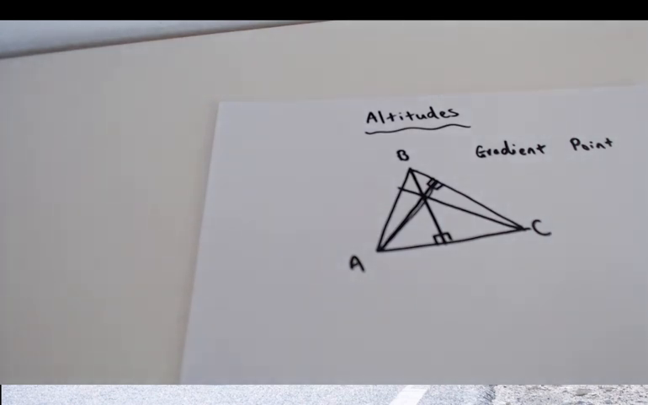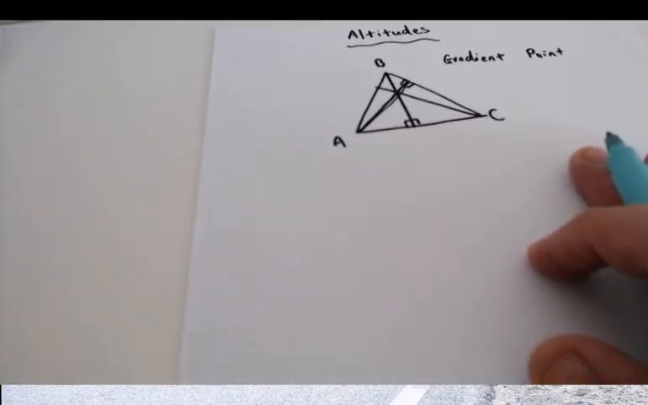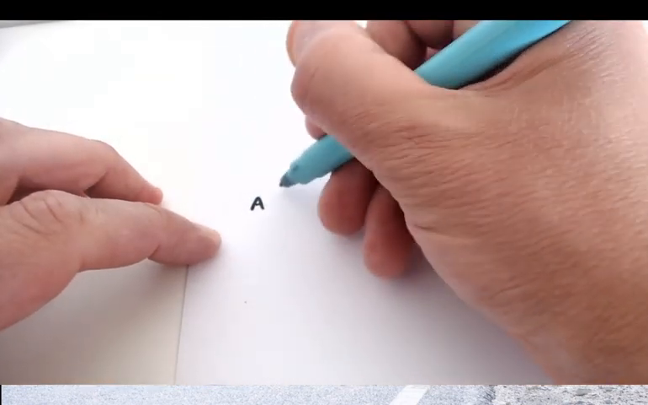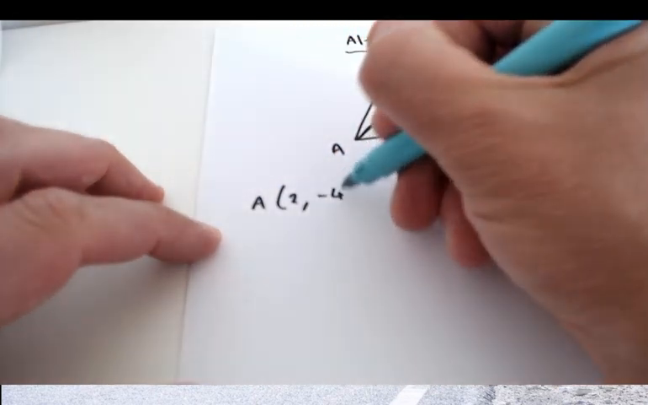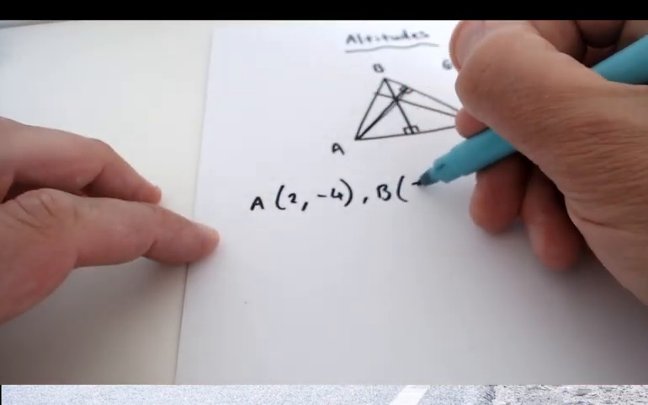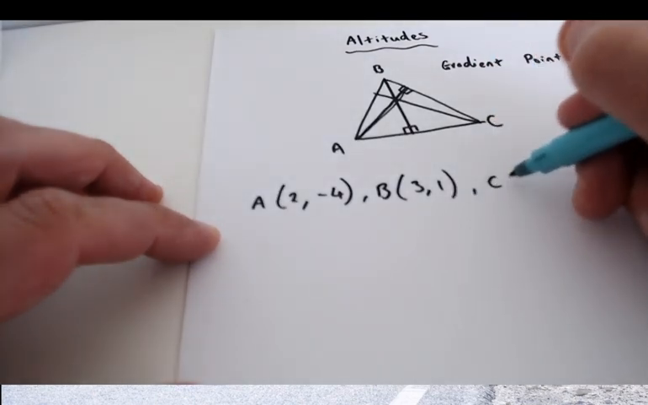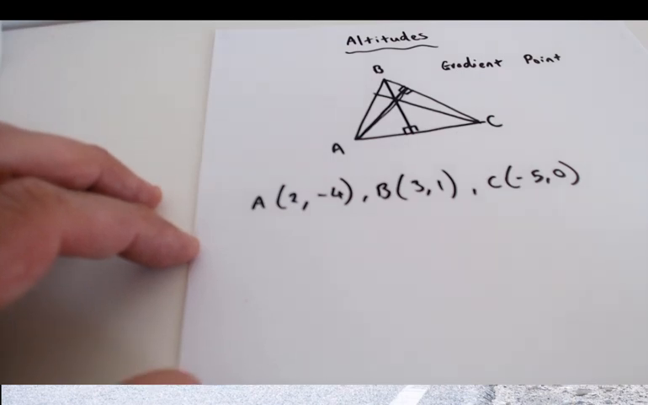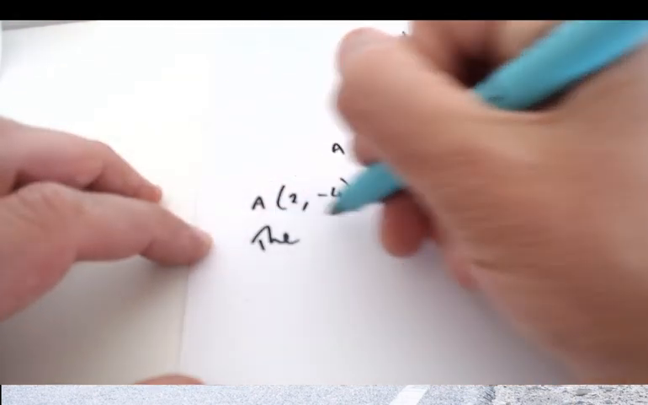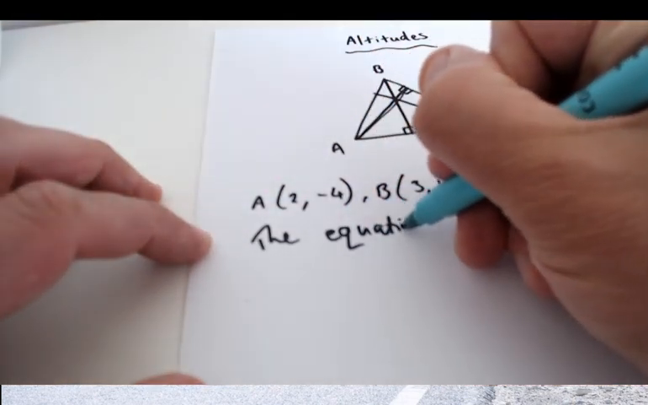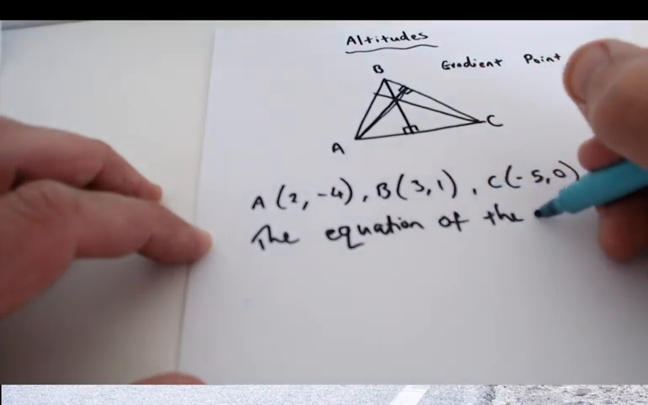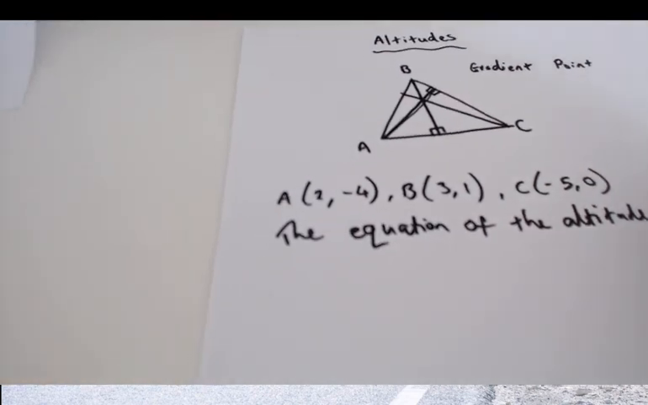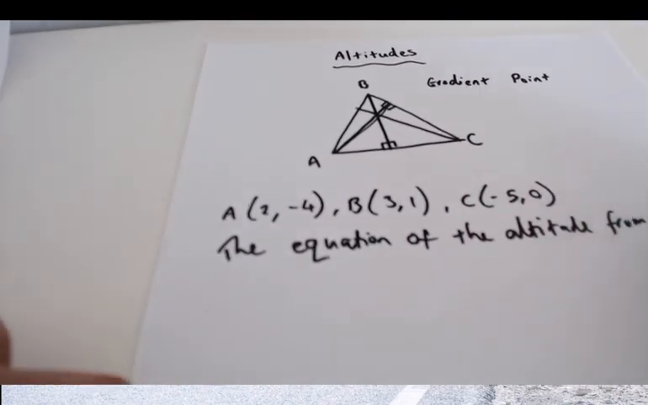So, first one, I'm going to tell us we've got triangle ABC. Point A is (2, -4). Point B is (3, 1). And point C is (-5, 0). And I want the equation of the altitude from A.